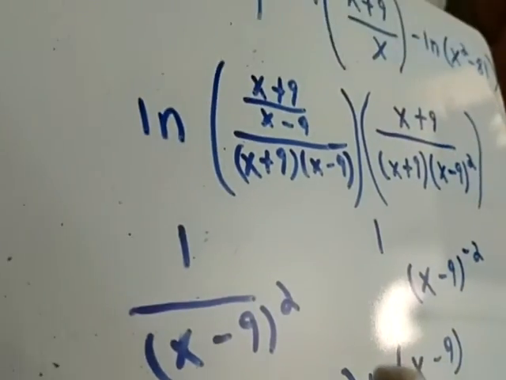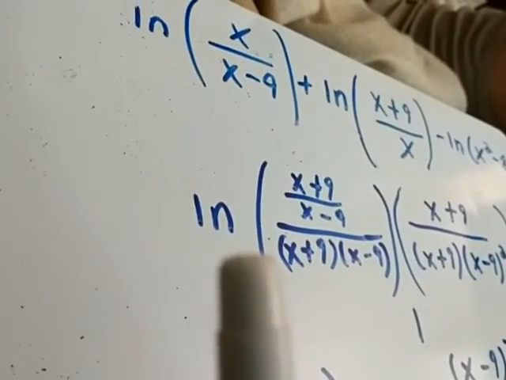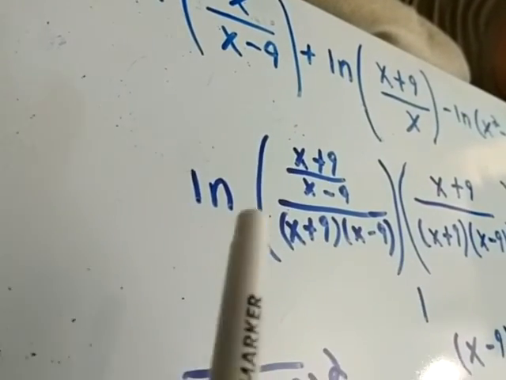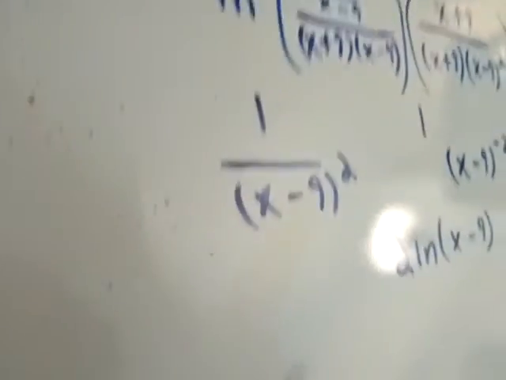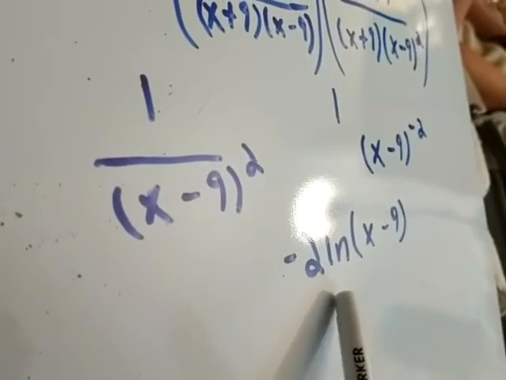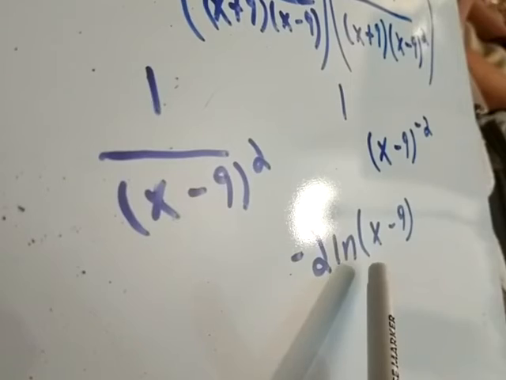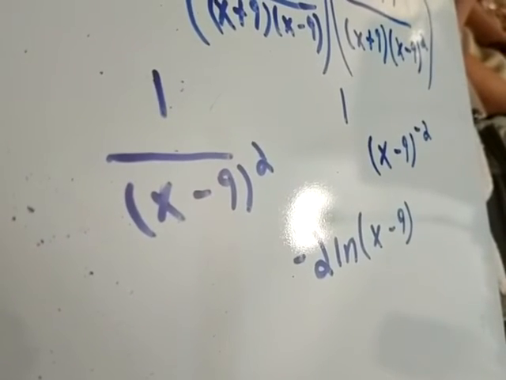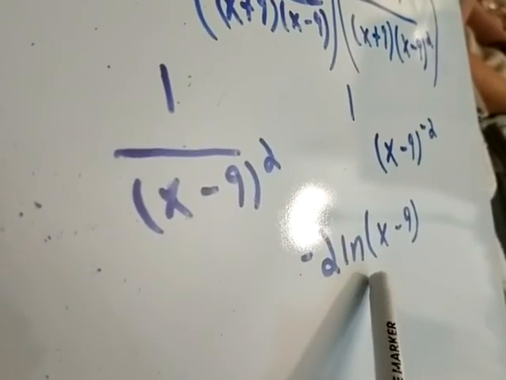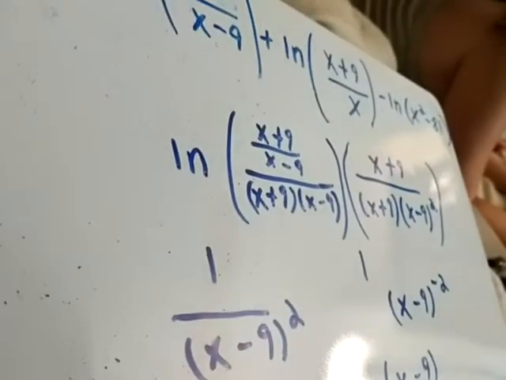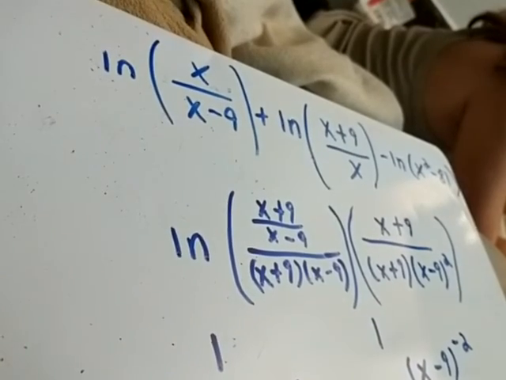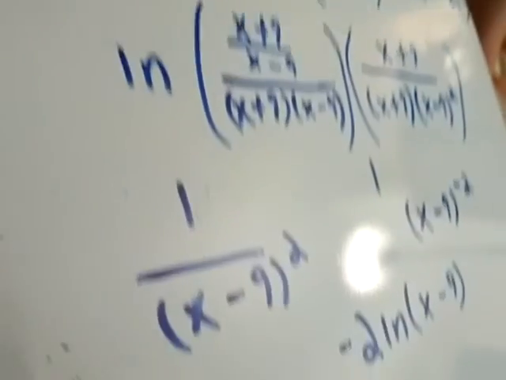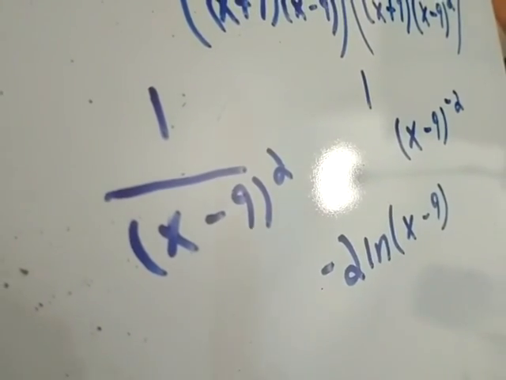And I can't forget the ln part, because I've been talking about the factors and fractions in the parentheses, but the ln is still there. So it's going to be negative 2 natural log of x minus 9. And thus the answer is just condensed and simplified after condensing and simplifying the original sum and difference of logs. Negative 2 natural log x minus 9.